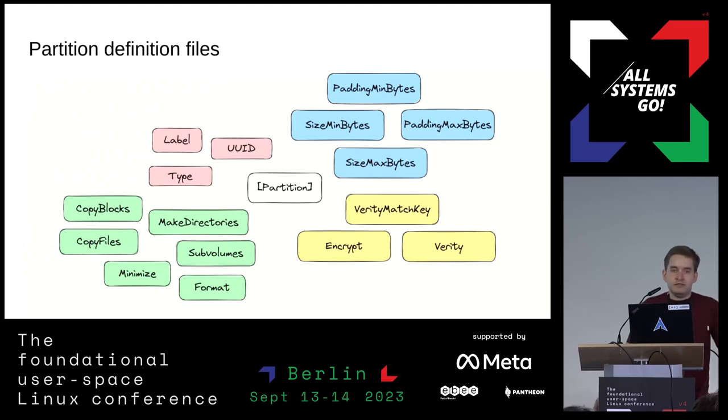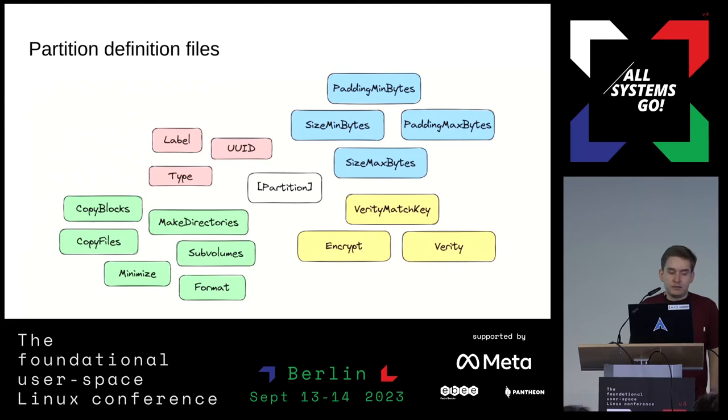So we have these partition definition files. There's a bunch of settings involved. There are the blue ones, which configure the size explicitly if you want, and then you can add padding after it if you want to. We have the red ones to configure the identity. You can configure the unique UUID, or you can set the partition type. The partition type supports either just a UUID string, but you can also use the pretty identifiers from the discoverable partition spec. So you can do type equals ESP, type equals root, or all those things, and you will automatically get the right UUID from the discoverable partition spec. And you can also set the label.